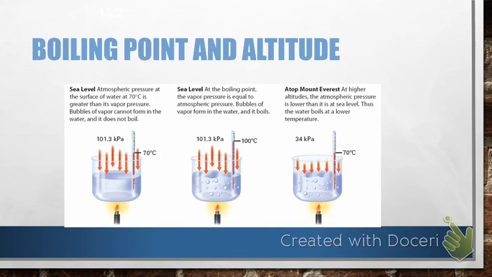If you look at the boiling point at sea level, the vapor pressure has to be above 101.3 kilopascals to get to boiling. But on top of Mount Everest, the atmospheric pressure is only 34 kilopascals. So we don't need as much kinetic energy to get those molecules moving to be able to escape the liquid and turn into a vapor. So water is going to boil at 70 degrees Celsius, much cooler.